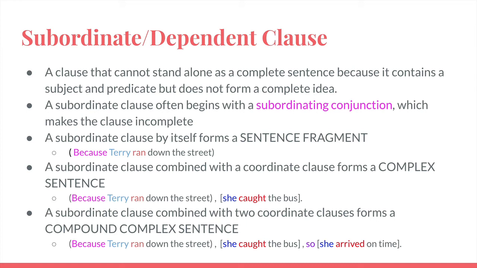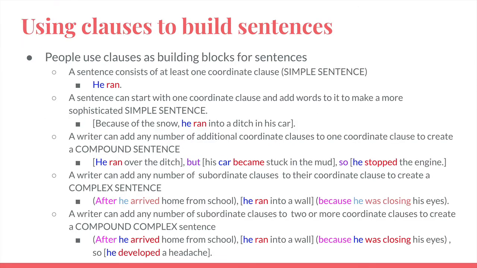The party in Hollywood in a sentence is the coordinate clause, and the lame party is the subordinate clause. Okay, let's talk about how we can use clauses to build sentences. People use clauses as building blocks for their sentences, and folks that are really good writers know how to build one clause on top of another to create really interesting and complicated sentences. So let's go through some of these concepts.